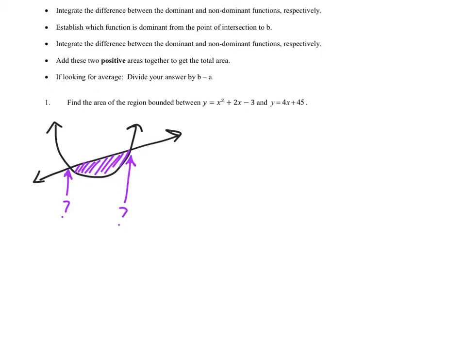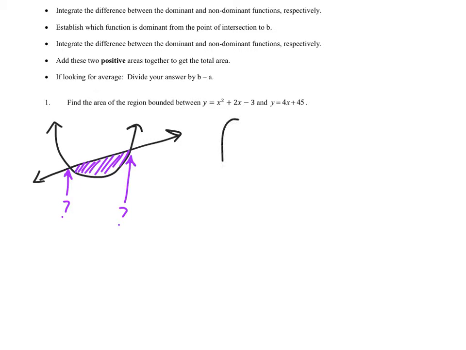If I could find those points, I know where the bounded region starts and where it stops. I know what the dominant function is. I know what the non-dominant function is, and then I'm off to the races. So I'll start my integral.